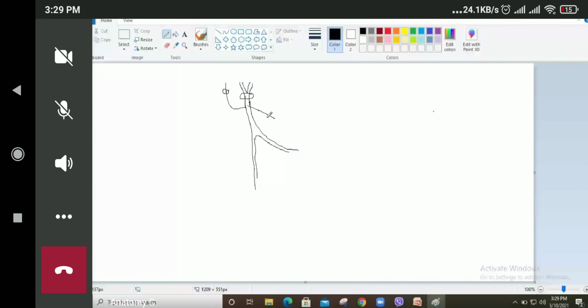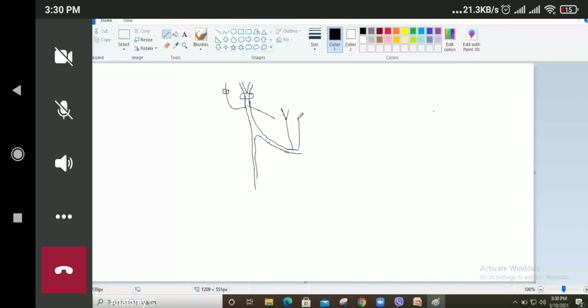Now next, we have the anterior division and the posterior division. Most of the branches that arise from the anterior division are motor branches. So we have the deep temporal nerve, which will supply the temporalis muscle.